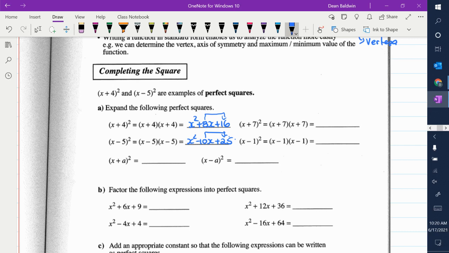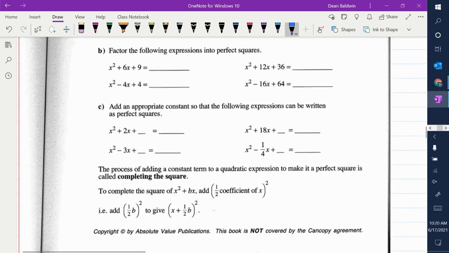Now let's see if that applies to the second one. If I multiply the 10 by 2, do I get 25? No, but if I take the 10 and divide by 2, I get 5. And if you square it, you get 25. That's how you get perfect squares. You take the term with the x, you cut it in half, so you divide by 2, and then you square it. And you create perfect squares.